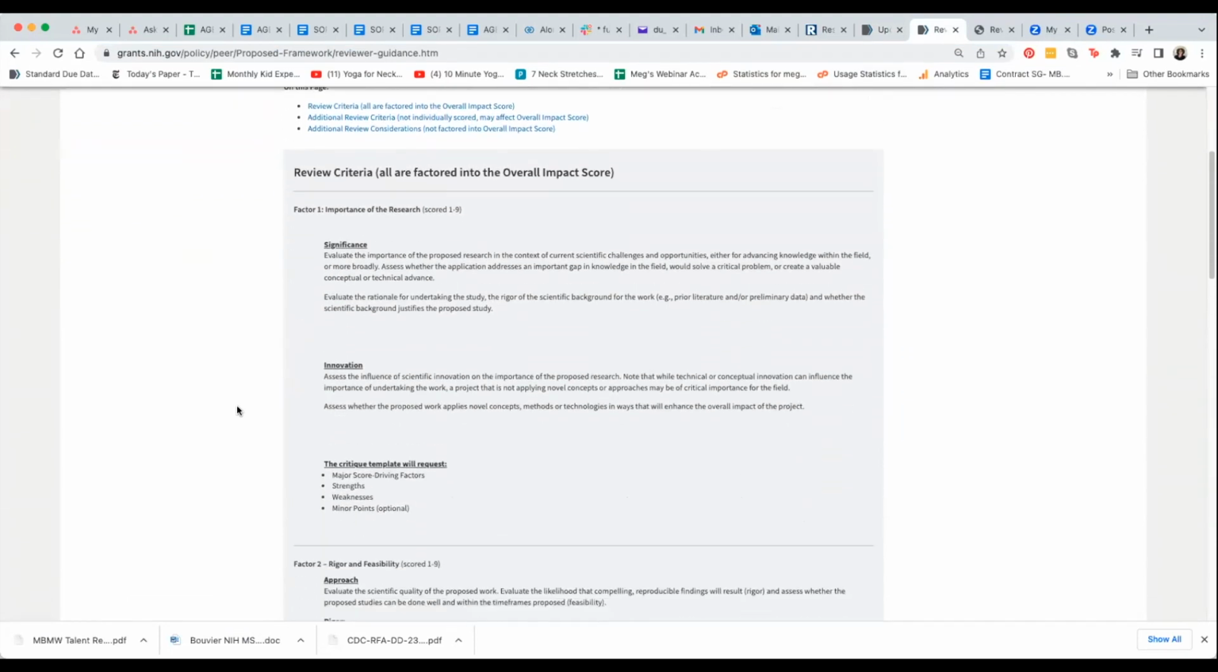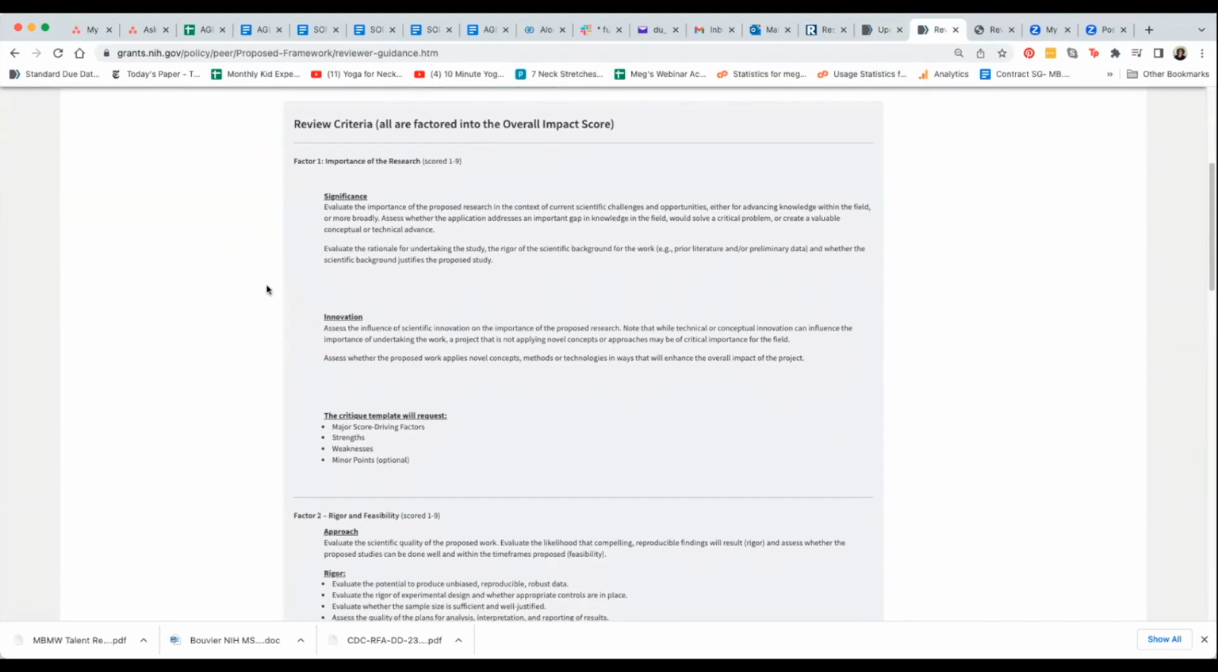So factor 1, which will contain significance and innovation, the wording on these is slightly different than what we currently have for significance and innovation. It's a little more simplified. I think what they've done is really emphasize the fact that just because there isn't scientific innovation in the project that you're describing doesn't mean that it isn't worthwhile or of critical importance to the field. Sometimes using tried and true technology is the right answer.